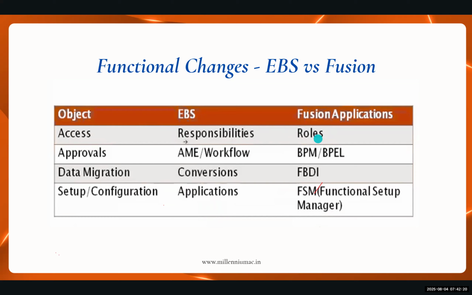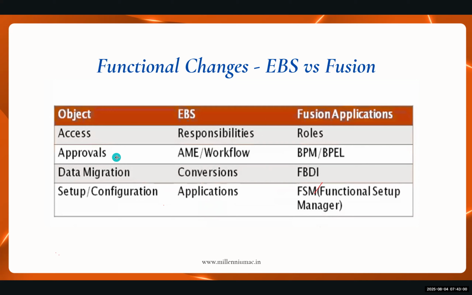Okay. And this is the access. To whom are we giving access? We are giving access to the employees of your organization. According to their designation and skill set, they need to have access to certain areas. So those accesses can be provisioned by the responsibilities in the EBS, and in Fusion by provisioning the roles, we will be giving the access to certain areas. Okay. So this we will discuss in the coming session.